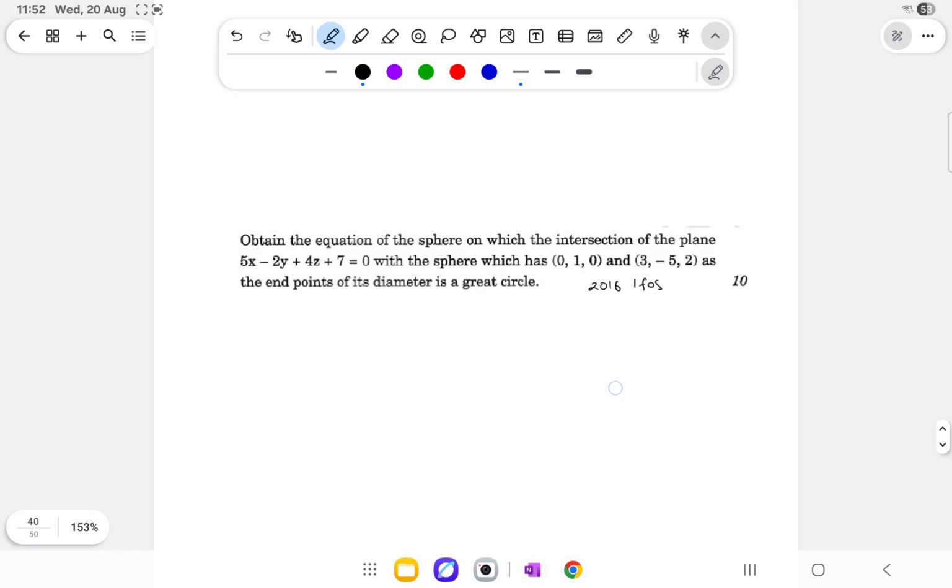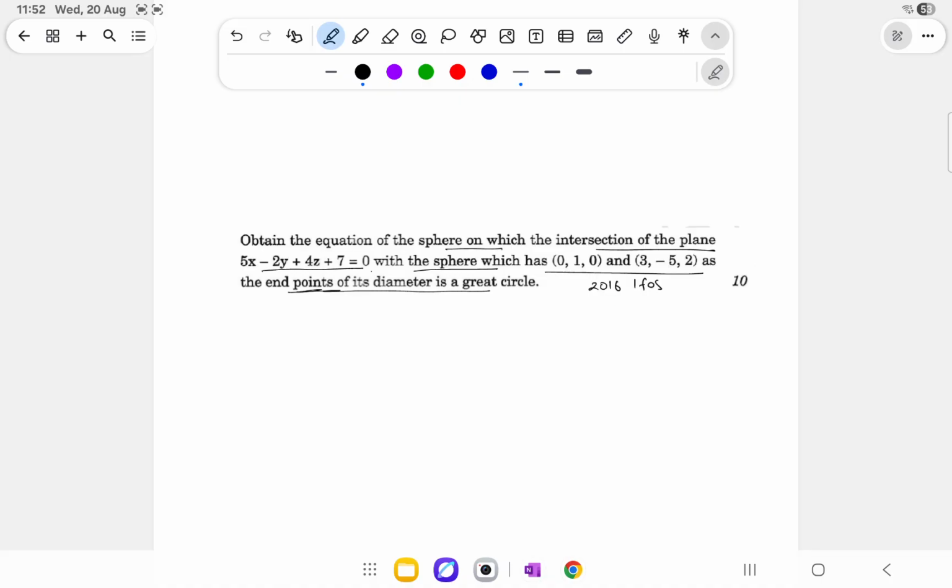The next question asks us to find the equation of the sphere on which the intersection of the plane with the sphere has the given points as endpoints of its diameter. Obtain the equation of the sphere on which the intersection of the plane with the sphere.